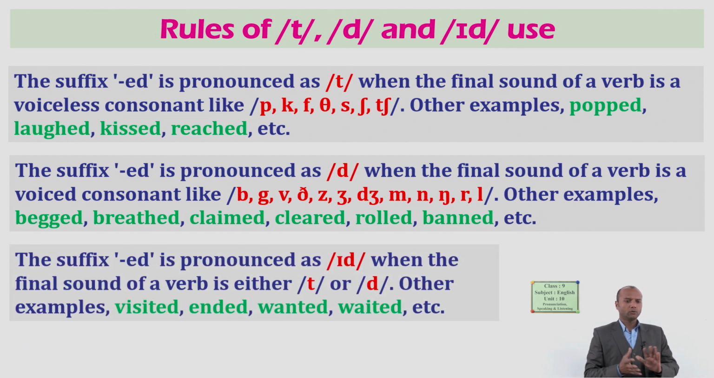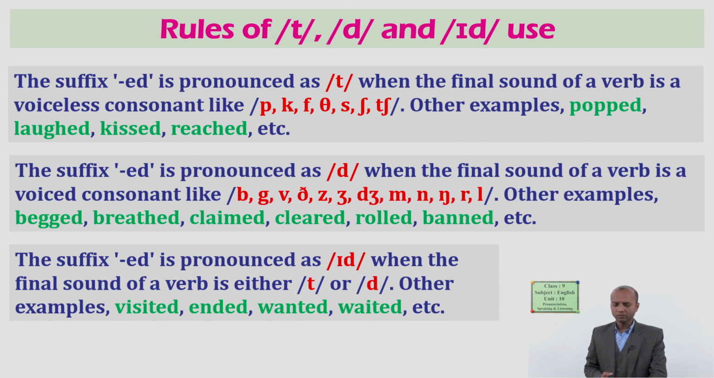Next is the final one, the ed suffix is produced as id when the final sound of a verb is either ta or da. Remember, if the suffix ed comes after a final ta or da sound, then you have to produce it as id. For example, visited, ended, wanted, waited, etc. Clear? I guess you have got clear ideas about it.